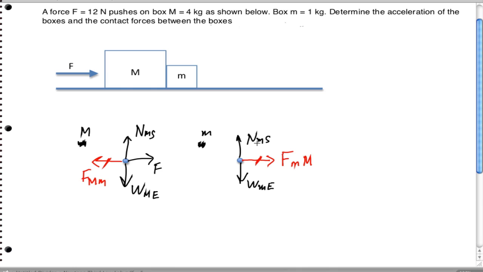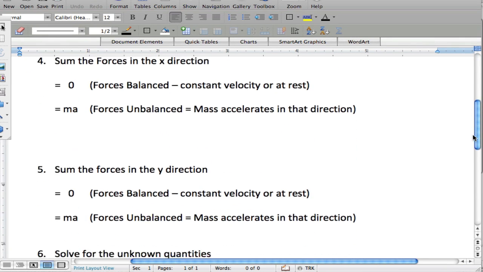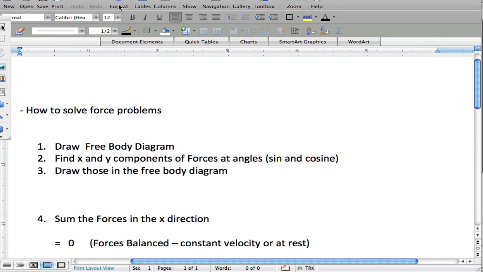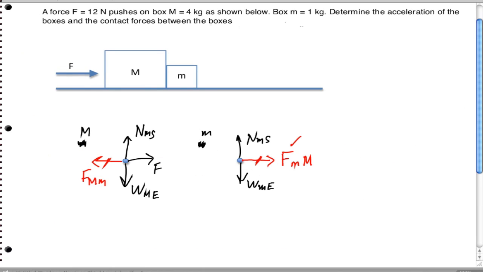Now, what we want to do is determine the acceleration of the boxes, and the value of this contact force here. Do we do anything new? No. In fact, we're going to use exactly this approach that we used here. So go ahead and get that out if you don't have it. So we've drawn a free body diagram. We do have forces in x and y, but no angles.